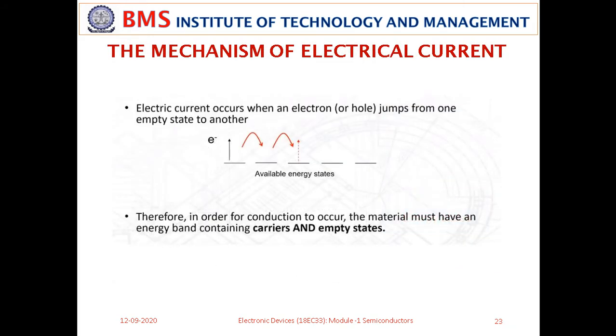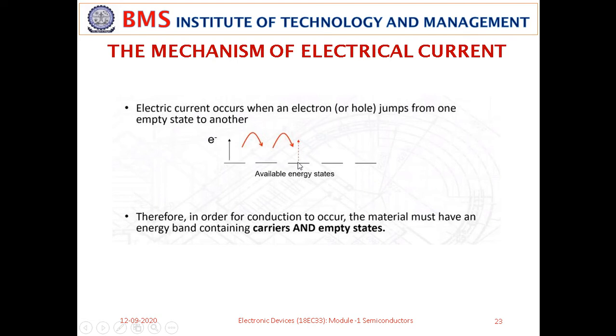Now you can see the mechanism of electrical current. How exactly does current flow in a semiconductor? It's because electrons keep jumping between different states. What do you mean by jumping between different states? You can see the multiple horizontal lines shown here. They are nothing but energy states. Probably here nothing is there, which means this energy state is vacant.